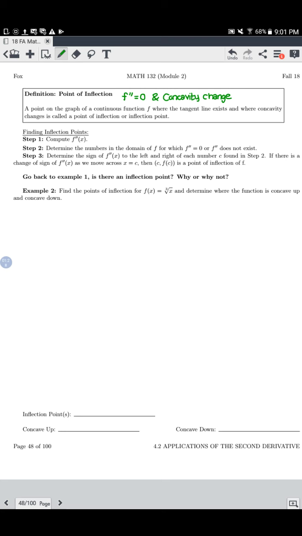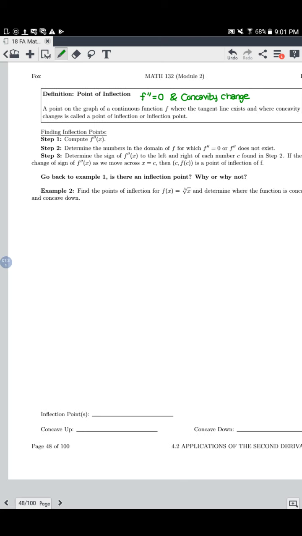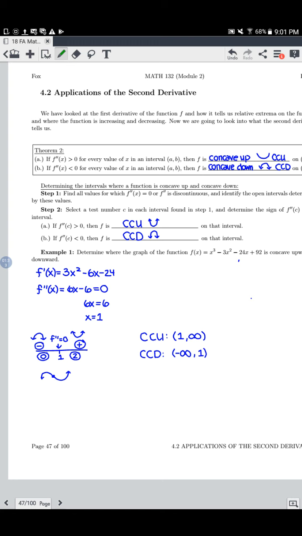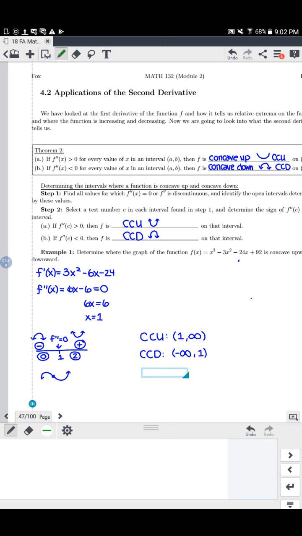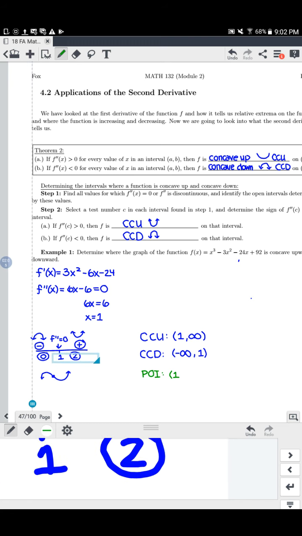So now let's go back to our example from before and see, did this have a point of inflection? So do I have a number where the second derivative was 0 that also has concavity change? Let's see here. My second derivative was 0 at x equals 1, so that's my possible point of inflection. I'm not sure until I look at my sign chart. So if I look at my sign chart, the concavity does change from concave down to concave up, so that is a point of inflection. So yes, we do have a point of inflection. The x value is 1. So we already have that here.